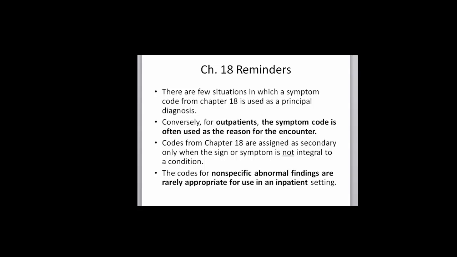If the sign or the symptom is not integral to whatever condition you're coding, then you can assign a code from Chapter 18 for that sign or symptom. And as I just mentioned, codes for non-specific abnormal findings are rarely used in an inpatient setting, because in the inpatient setting, if a physician states suspected urinary tract infection, you can code the urinary tract infection. You don't have to code the symptoms. So it's just a different way that the inpatient and outpatient coding guidelines are organized.